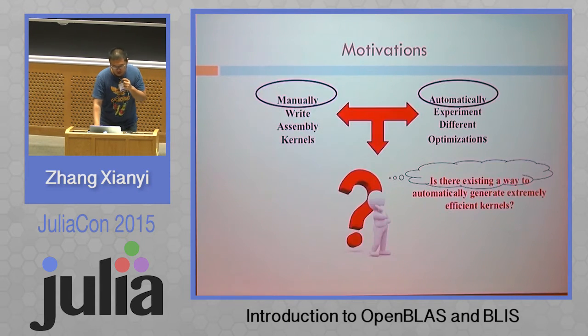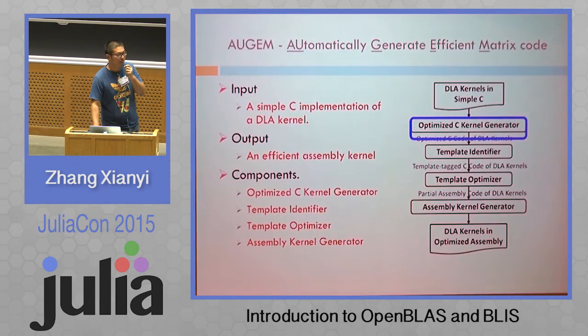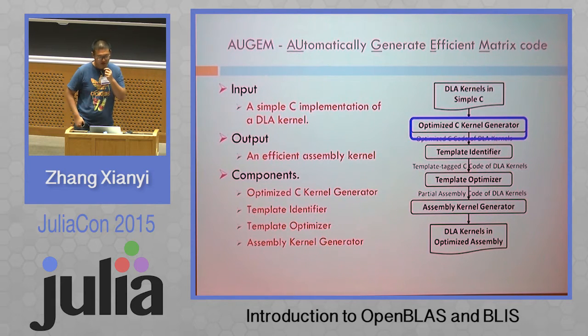So our motivation is, does there exist a way to combine manually written assembly code and the auto-tuning method? It tries to automatically generate an extremely efficient kernel. So here is the AUGEM project to automatically generate efficient matrix code.